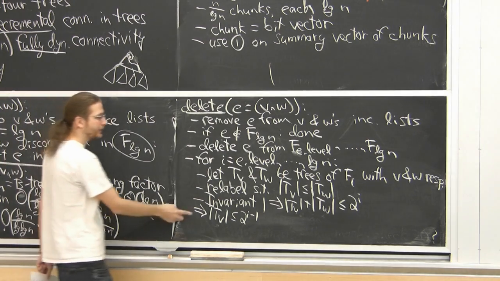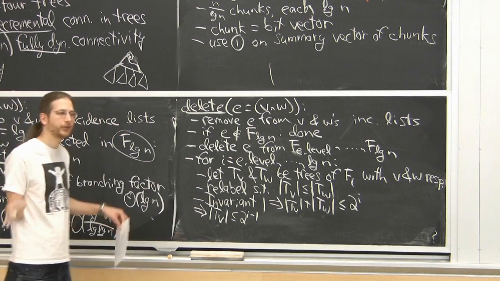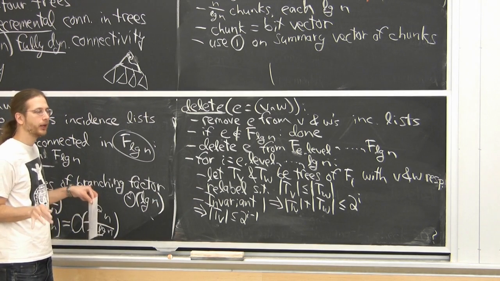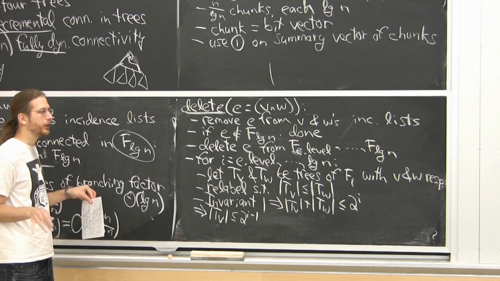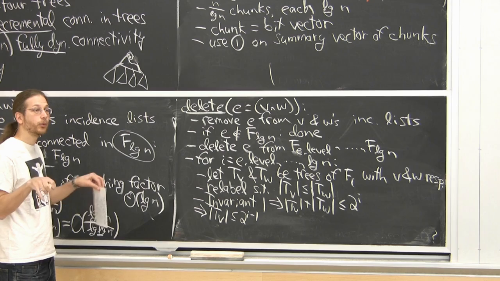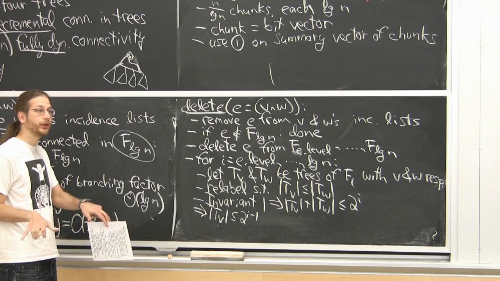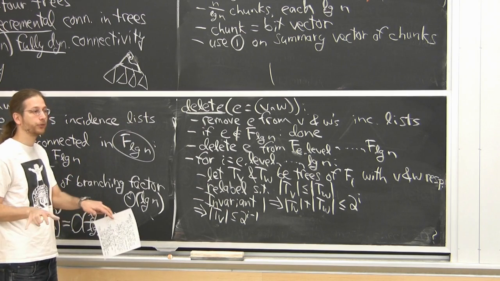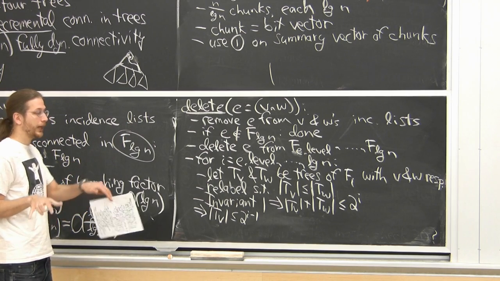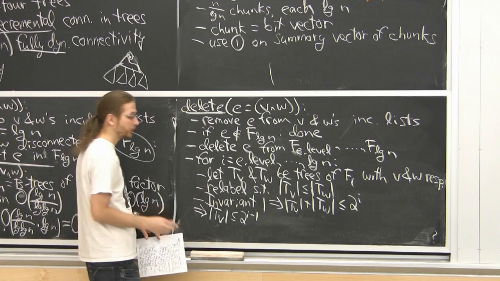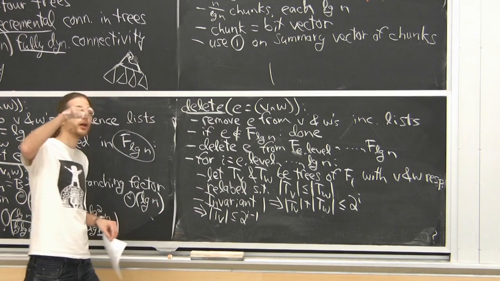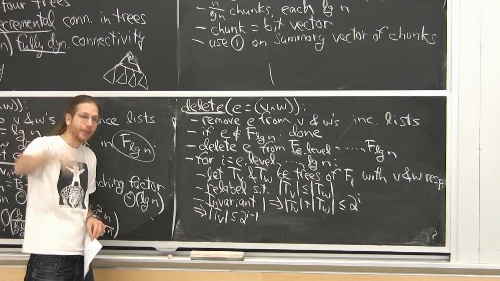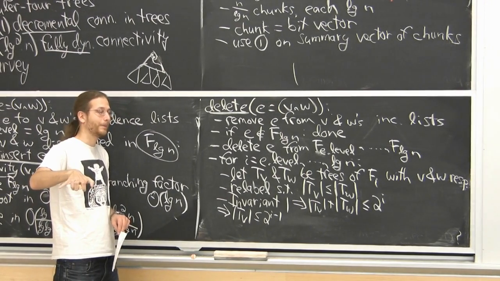In particular, what that tells us, now we have TV and TW as kind of separate components temporarily. We don't really know that they're separate at level I, but we know at level I minus 1 they are separate. At level I minus 1 there is no replacement edge by the minimum spanning forest property. So what we could do at this point is take TV, take all of the edges internal to TV, and push them down to level I minus 1.